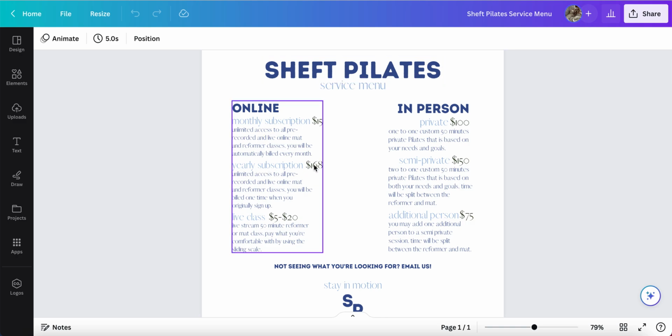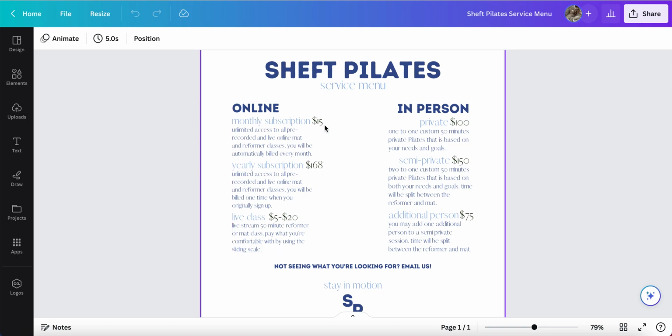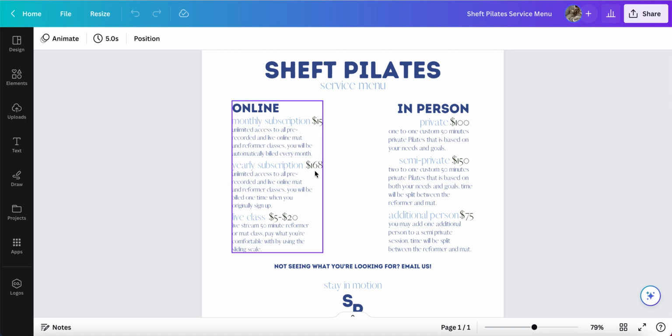So for my example here, I'm just going to focus on online subscribers. And I know that for my monthly subscription, I'm charging $15 a month. And for a yearly subscription, it's $168. So if I want to know how much that comes out to every month, 168 divided by 12 is $14. To find the average between these two numbers, I would do 14 plus 15 equals 29, and then to find average, you divide by the number of numbers you added together. So it was 2, and it would be 14.50. So that's my average cost.